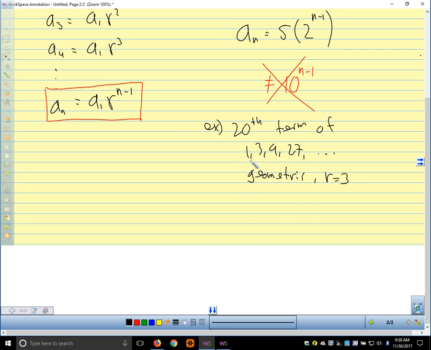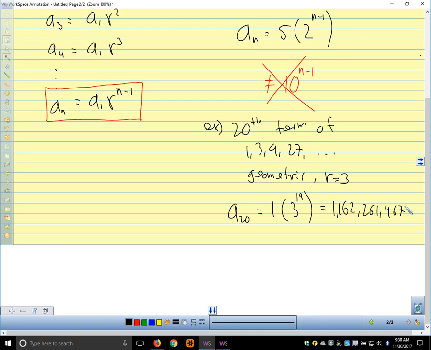So we know that a sub 1 is 1. So a sub 20 is 1 times 3 to the 19th, which is 1,162,261,467. Very big number. Geometric sequences grow very quickly.